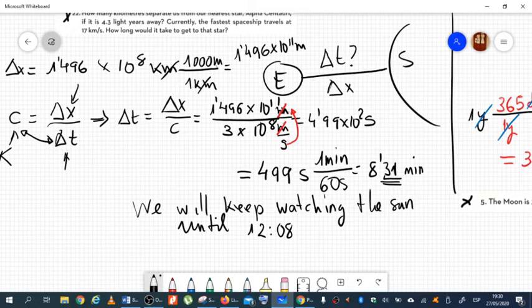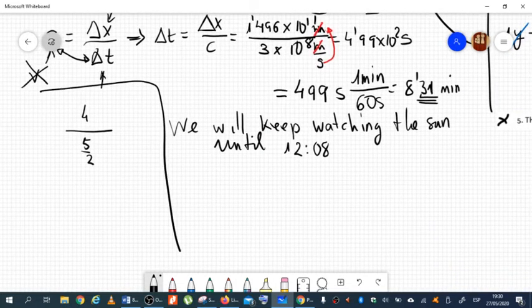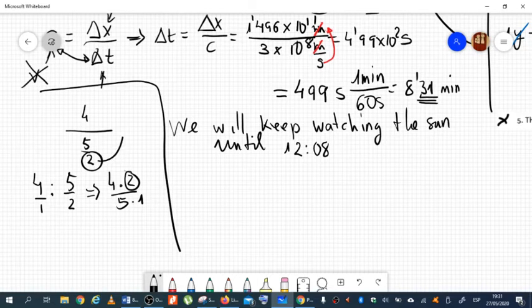entonces los segundos, acordaos de una fracción y vosotros imaginaos 4 entre, yo qué sé, 5 medios. ¿Cómo hacéis esto? Para que entendáis que el segundo va arriba. Esto sería en matemáticas, ¿no? Sería 4 entre 5 medios, ¿verdad? Aquí hay un 1. Entonces, ¿esto cómo queda? 4 por 2 entre 5 por 1. ¿Veis que el 2 ha subido al numerador? O sea, el 2 sube al numerador, que es lo que os he hecho aquí. ¿Dónde está aquí? El ratón, aquí. ¿Lo veis? Y me da 4,99 por 10 elevado a 2 segundos, que son 499 segundos.